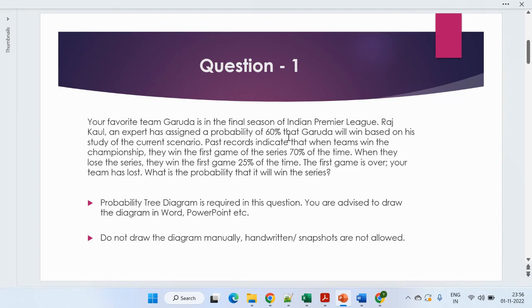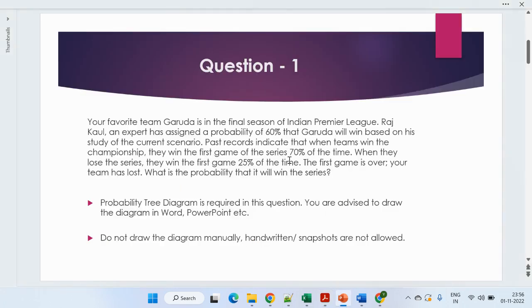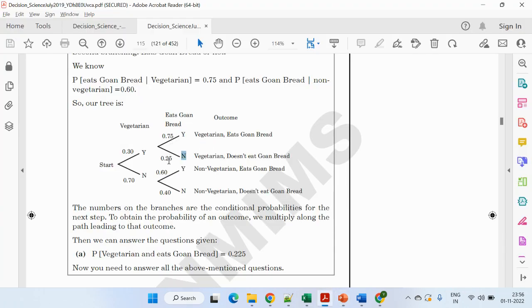I think the things are pretty much clear. I'm just reiterating: winning the first match, losing the first match, winning the series, losing the series. So winning the first match is 60%, losing the first match is 40%, winning the series in this case will be 70%, losing the game will be 30% because it will always add up to one, winning or losing. We are not talking about the cases where it can be a tie, right? And if you talk about 25%, it will be 25% and 75%, right? And in this way you can draw the probability diagram.